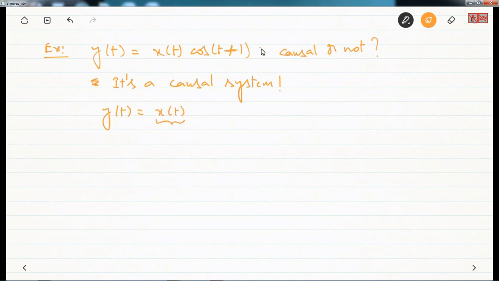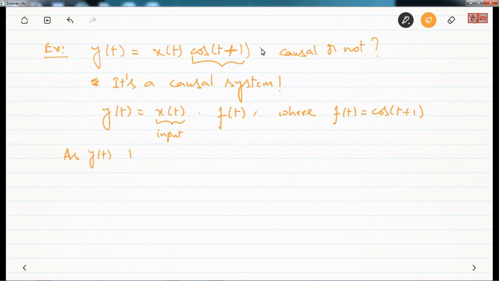So this is the input signal, and it is multiplied by some other function of t. That other function of t happens to be f of t, which is cos of t plus 1. So this is some other function, and it is not the input signal. This is the input signal, right?